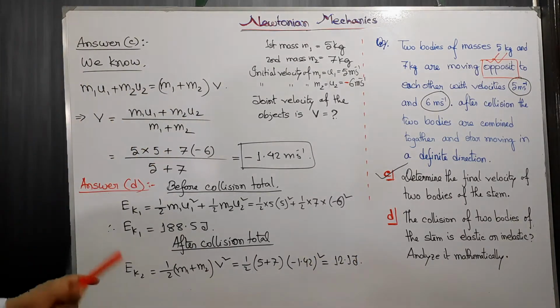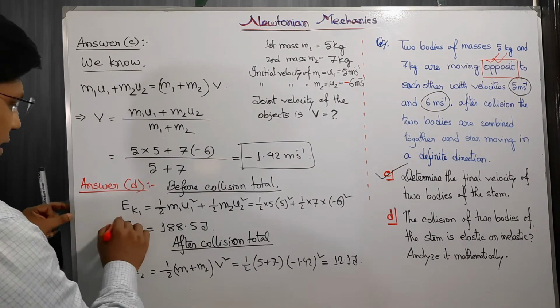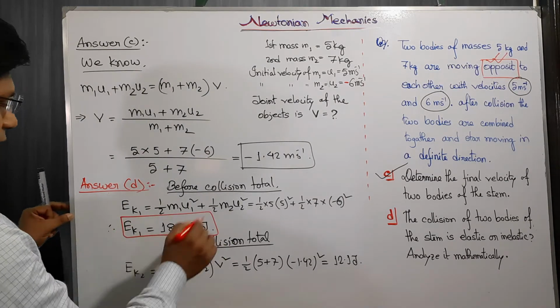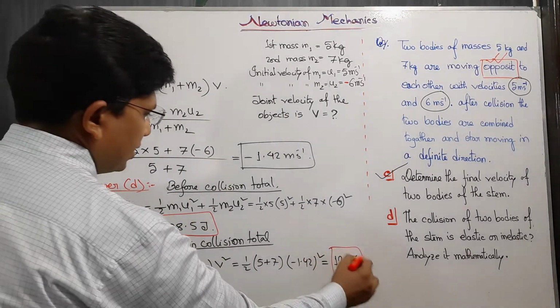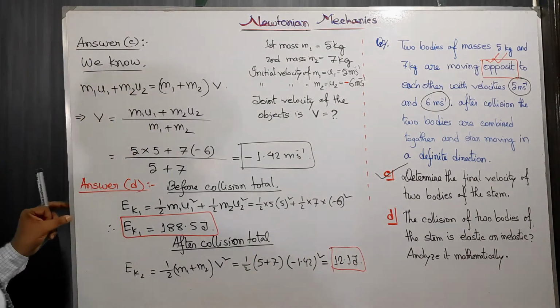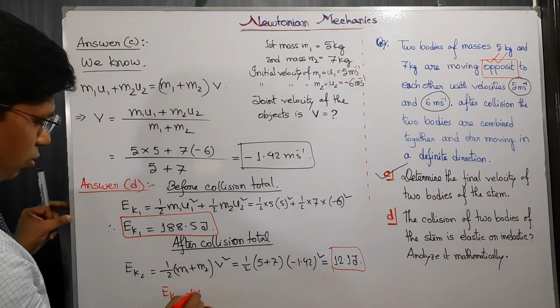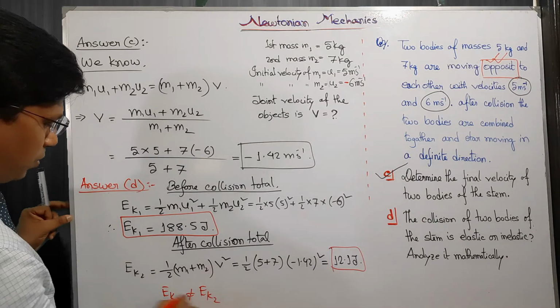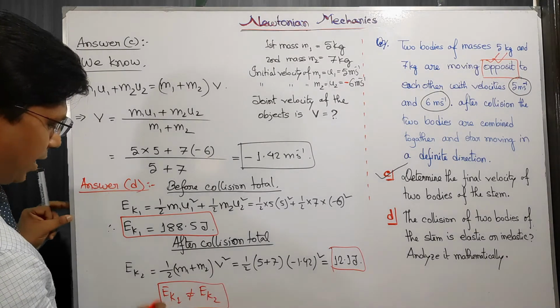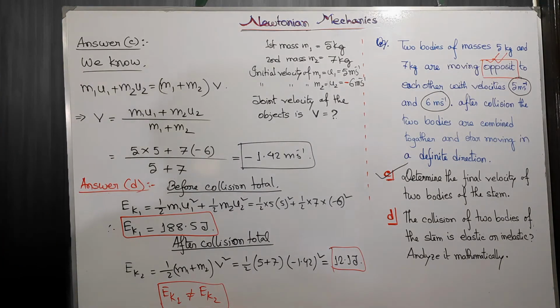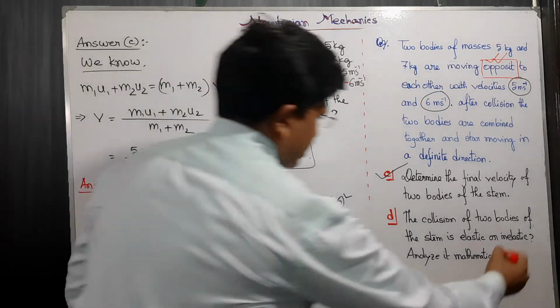We observe that the before collision total kinetic energy is 188.5, and after collision total kinetic energy is only 12.1 joule. So we can make a comment here, EK1 is not equal to EK2. That means before collision total kinetic energy is not equal to the after collision total kinetic energy, so we can comment that this collision is inelastic.